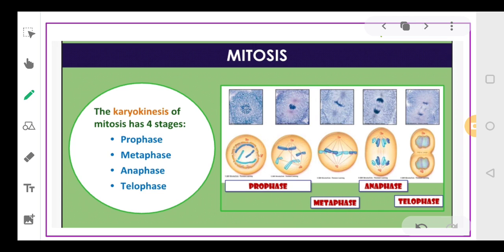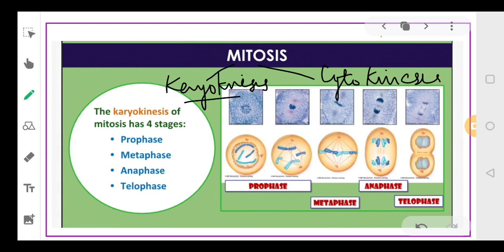Now, as I told you, dear students, the division phase is comprised of two phases. What are those two phases? Yes, very good. Cell division is comprised of karyokinesis and, second, cytokinesis. Similarly, mitosis is also comprised of two phases, karyokinesis and cytokinesis.